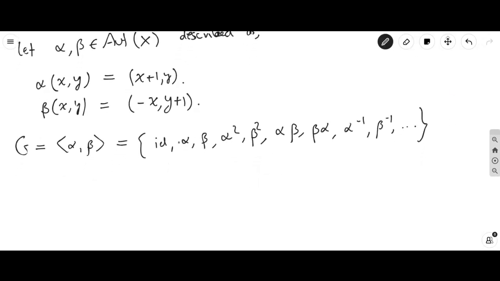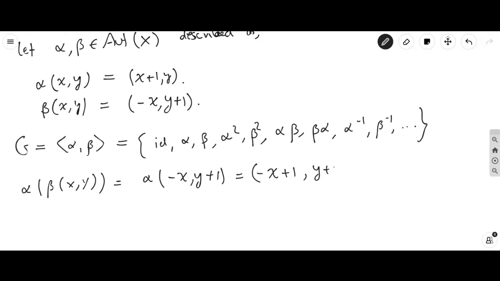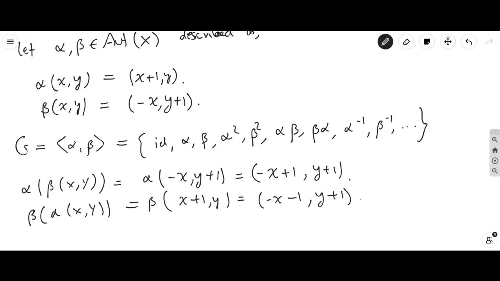Just to show you that they're actually not commutative, if you do alpha of beta applied to (x, y), you get alpha of (negative x, y plus 1). And if you apply the alpha map, you get (negative x plus 1, y plus 1). And if you do beta of alpha of (x, y), then alpha of (x, y) is (x plus 1, y), and beta of that would be (negative x minus 1, y plus 1). So as you can see, they're not commutative. But you can still write this group out. So this is going to be a more interesting example.